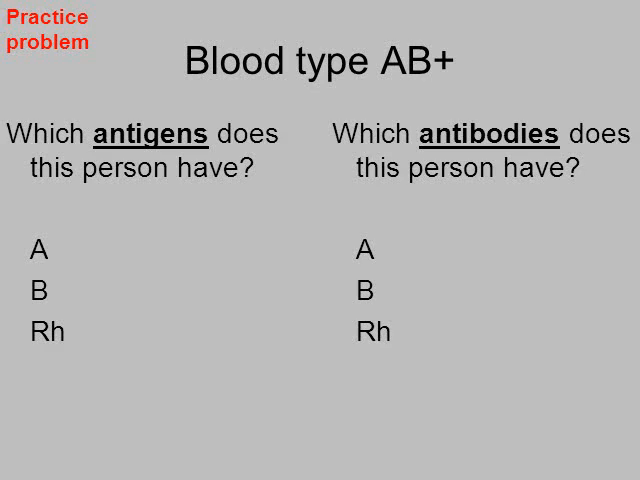Here's another practice problem. Go ahead and pause it this time and try to solve it. I'm going to go over the answers in 3, 2, 1. So if you're AB positive, what antigens do you have? AB positive. You have the A, you have the B, and the positive means yes, you have the Rh antigen. So what antibodies? Well, if you have an antigen, you don't have an antibody.